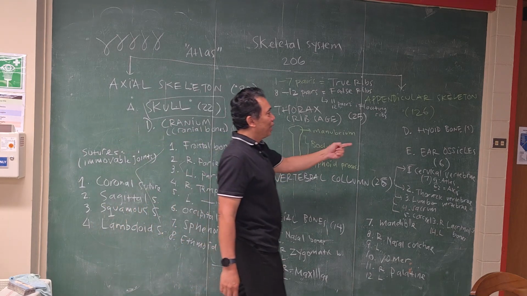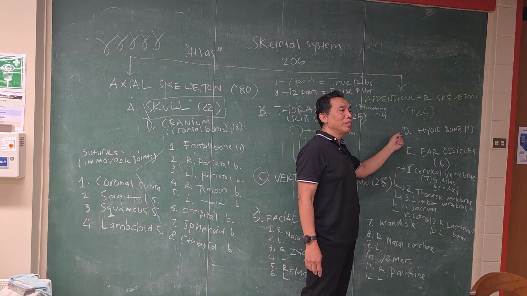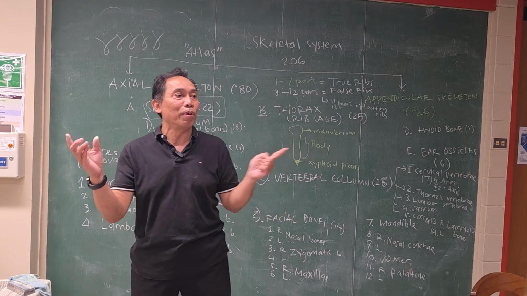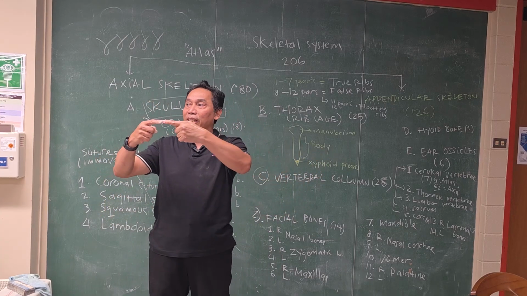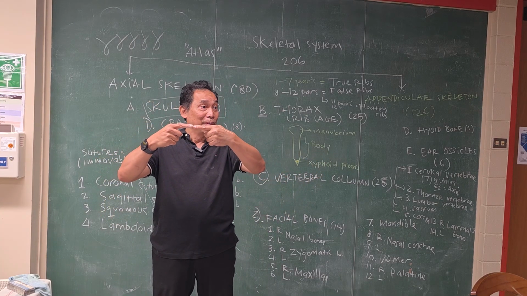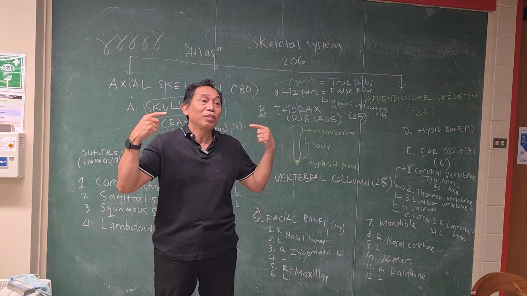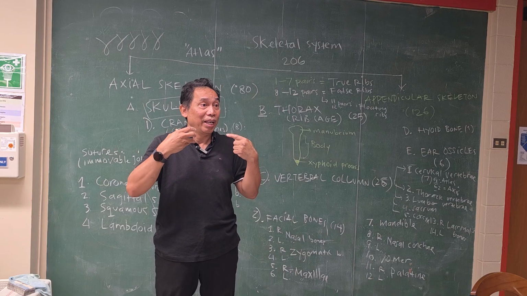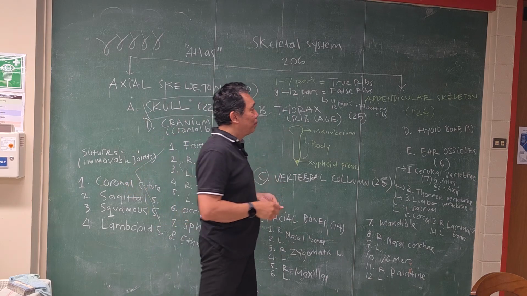Hyoid bone, again, you already know, this is the only bone in the neck. And this is the only bone that does not attach to another bone. Mostly bone and bone attach together, mostly. But this one is the only one that does not attach to a bone. It's actually attached to the cartilage. Okay? So that's called the hyoid bone.